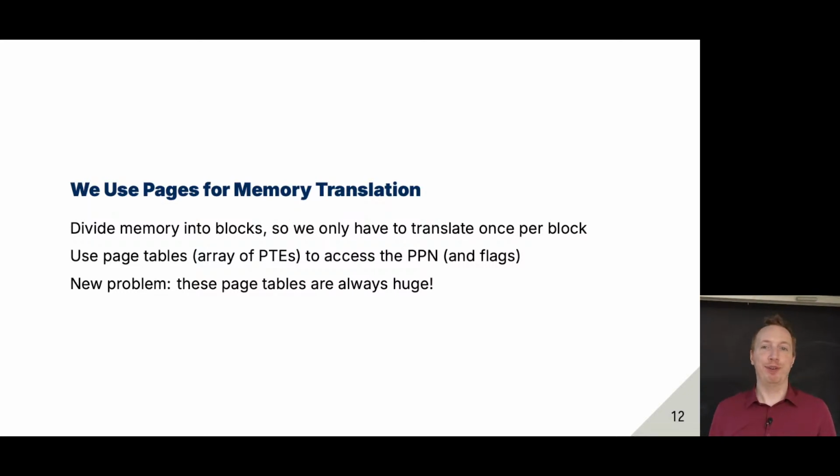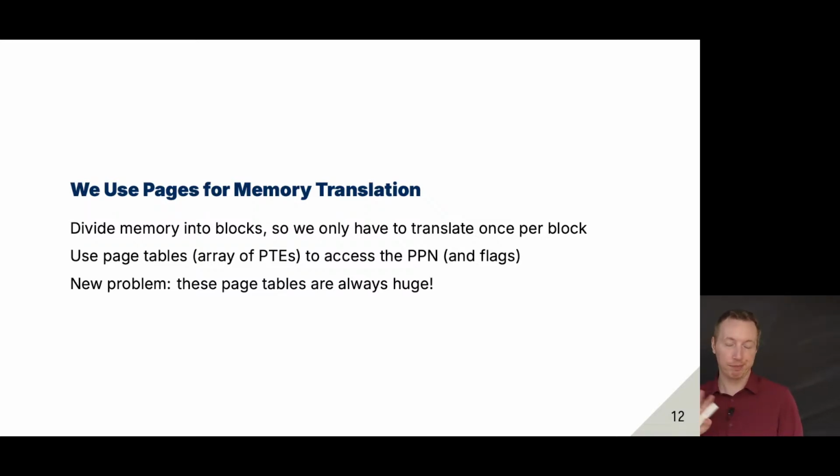All right, then we switched to virtual memory, everyone's favorite topic, or one of the top two at least. So how we did virtual memory was we used pages for memory translation, aka just big blocks of memory. So we divided memory into blocks called pages, and then we did our translation on a page level. And to do that, we used page tables.